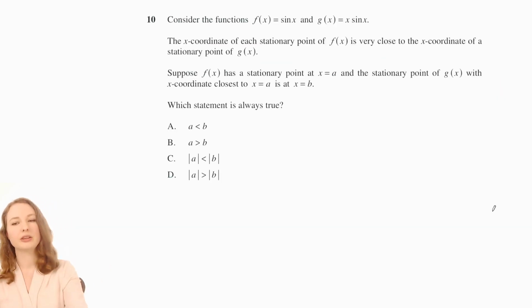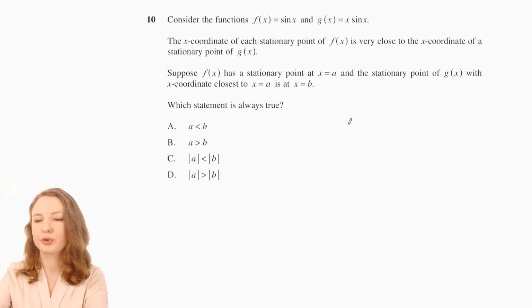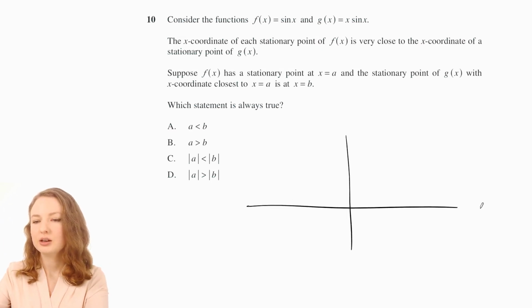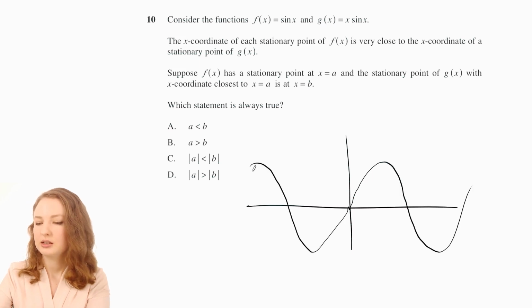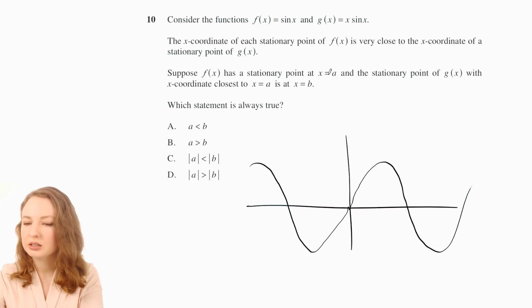Question 10. One way to think about this one is to try to graph both of these on the same axes. So sine x is like that. So those peaks, as well as the stationary points, these are the possible values of A.